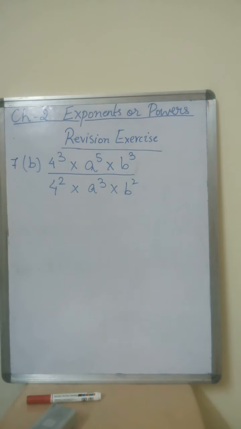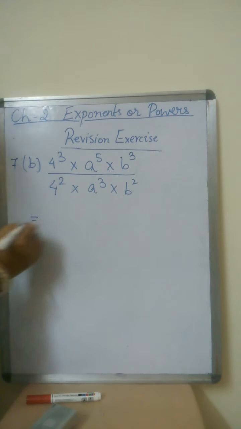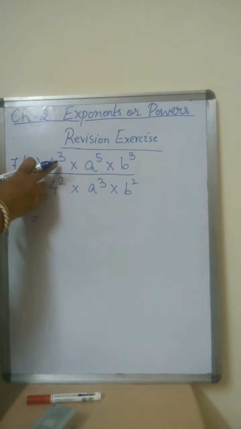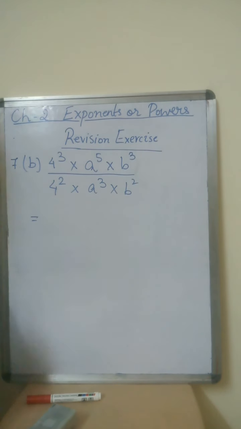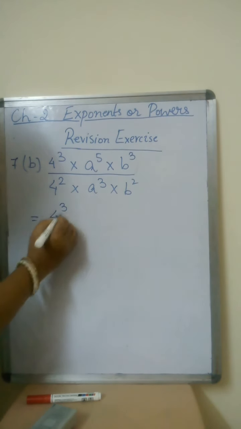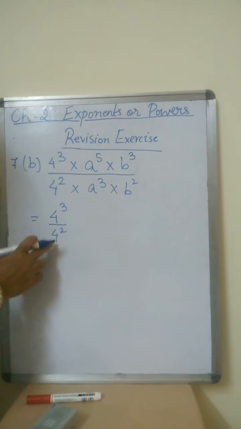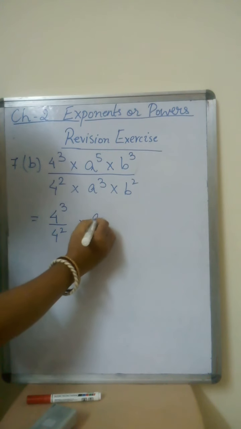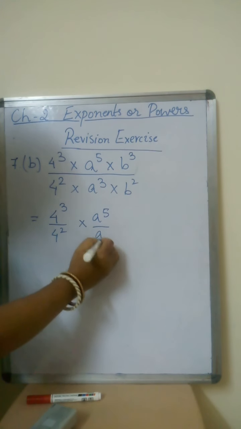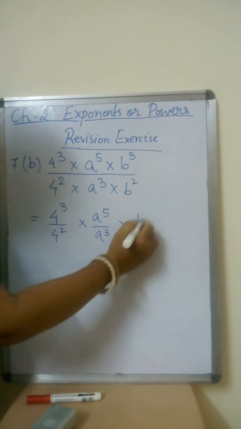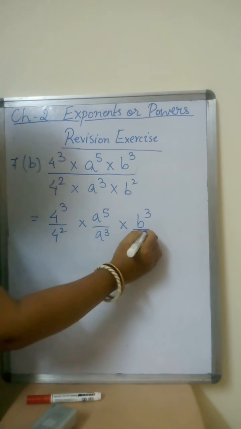Okay. So now we will first try to cancel it. Here we have 3, here we have 2. So 3 minus 2 is how much? That means it is 4 to the power 3 by 4 to the power 2. This is divide, no? So when we have divide, then next one is A to the power 5 by A to the power 3, B to the power 3 by B to the power 2.